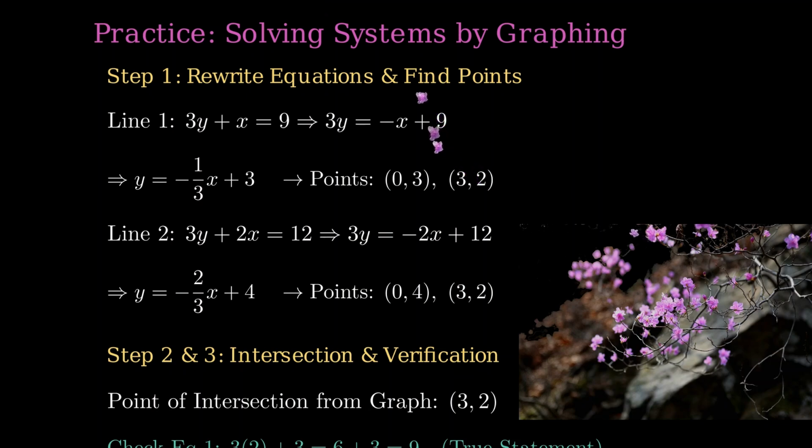In step 2, plotting these lines reveals their unique point of intersection at exactly 3, 2. Finally, in step 3, we substitute x equals 3 and y equals 2 back into our original equations. Since both equations result in perfectly true statements, the pair 3, 2 is our final solution.